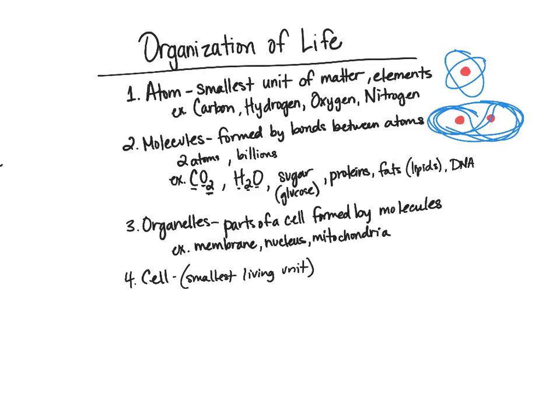So up here, the atom is our smallest unit of matter, so something that takes up space, matter. The cell is our smallest living unit, so something that's alive. So we have to have all these different organelles to make up the cell. So our cell is organelles functioning together to create a living cell.